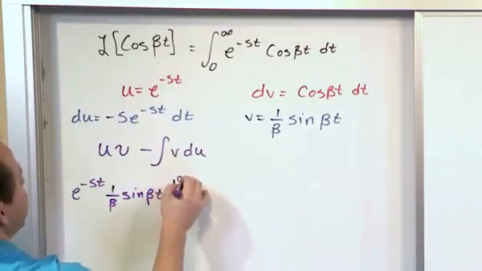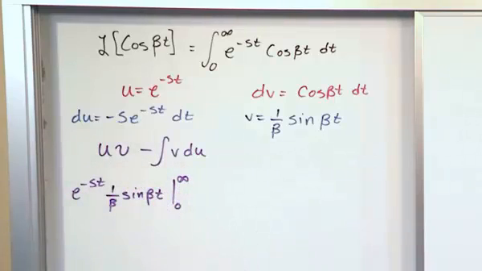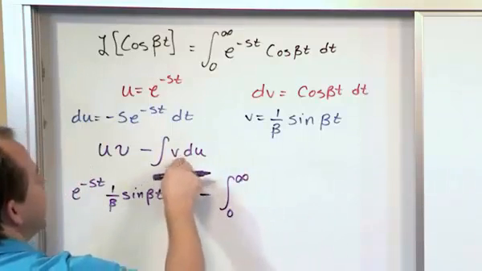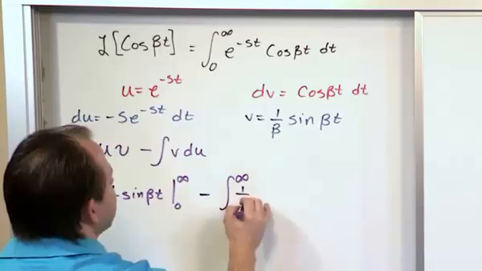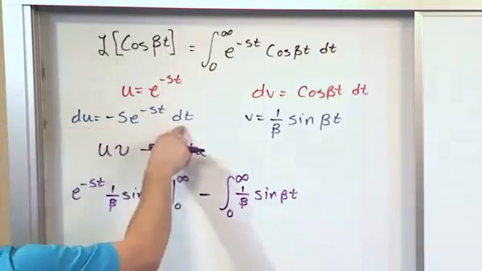And then we go from 0 to infinity, because when we do the first part, we have to evaluate at those limits of integration right there. And then we have minus the integral, again from 0 to infinity, v du. So v is 1 over beta sine beta t.